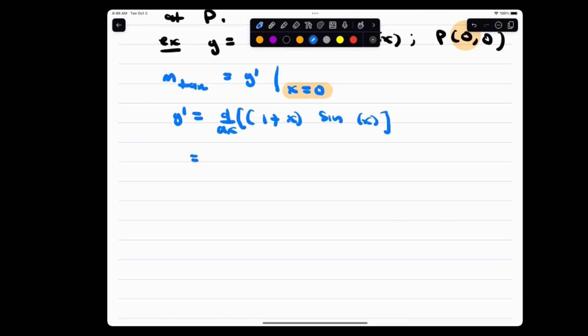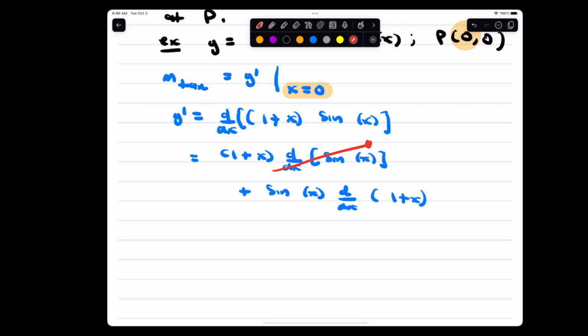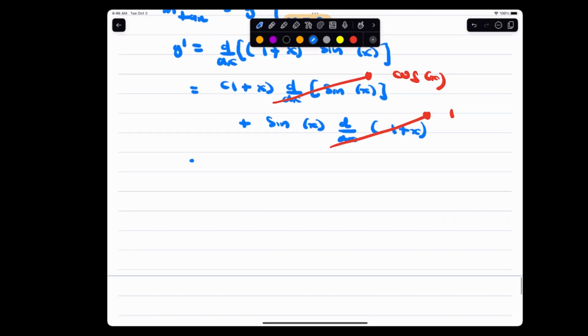here we go. So you're going to have to use the product rule again, is that right? What's the derivative of sine? Cosine. What's the derivative of 1 plus x? 1. Is that right? So you're going to get 1 plus x times cosine, plus sine. So here's my derivative.